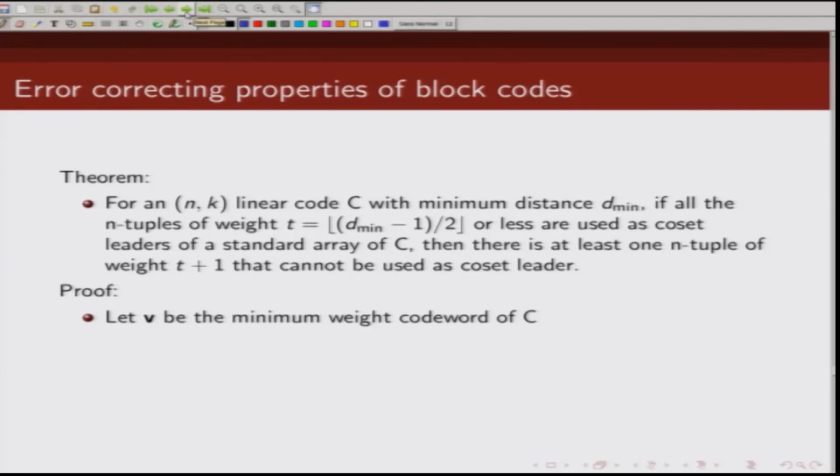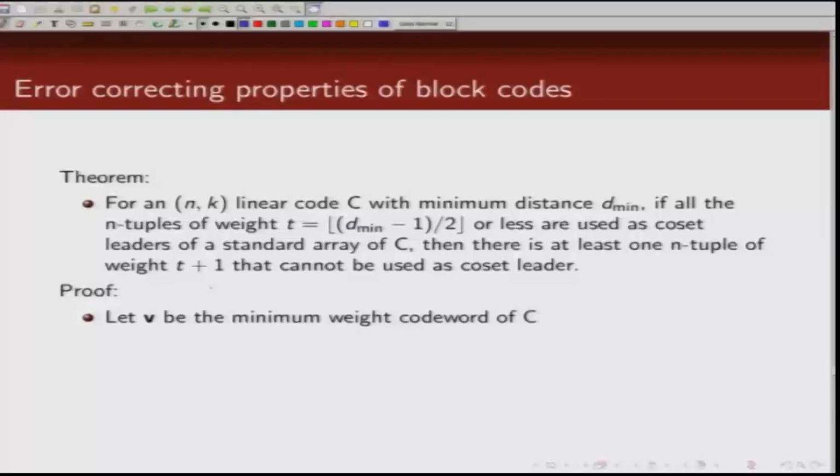Next, I am going to show you a result which is as follows. If you have an (n, k) linear block code whose minimum distance is d min, and if all n tuples of weight t or less are already used as coset leaders, then there is at least one n tuple of weight t plus 1 which cannot be used as a coset leader. So, this essentially is going to show us again the same result, that an error pattern of weight t plus 1 is not guaranteed to be corrected. So, how do we prove it?